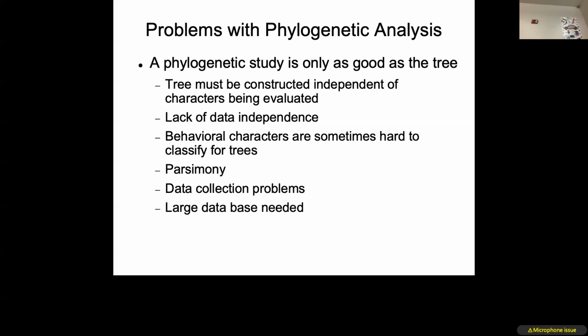Other types of data are much harder to collect. Morphology is difficult to collect. You can't go out and automate it. You literally have to get it underneath a microscope or get it in front of a specimen and start to track it out.